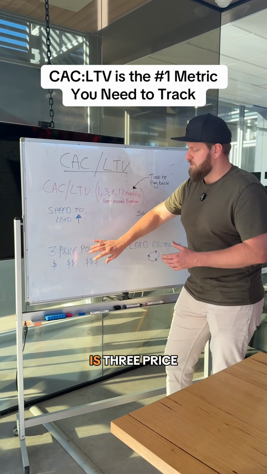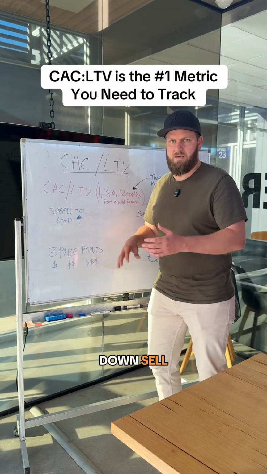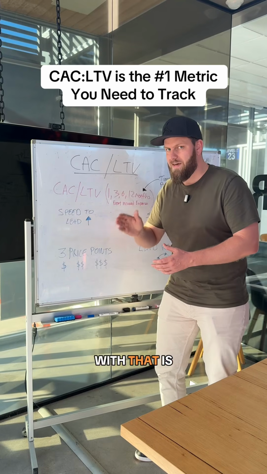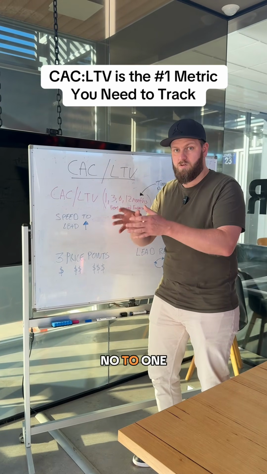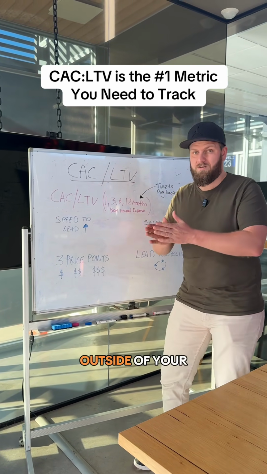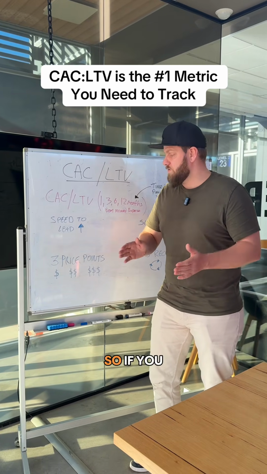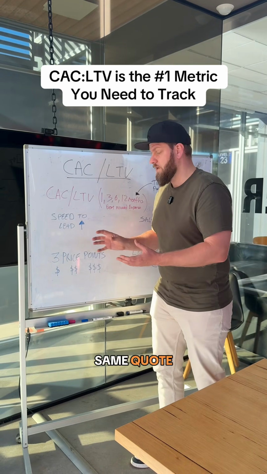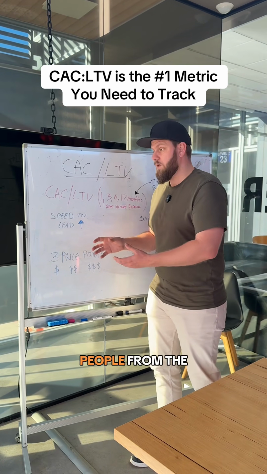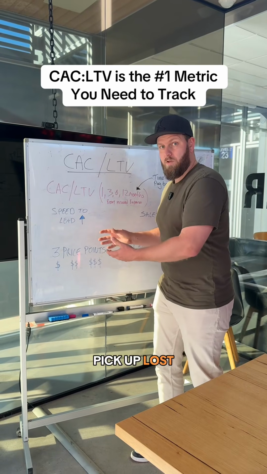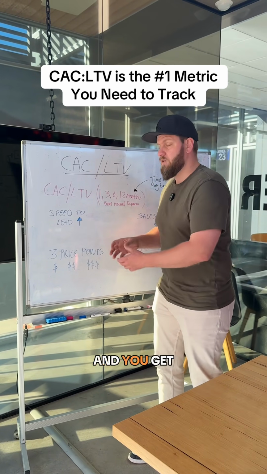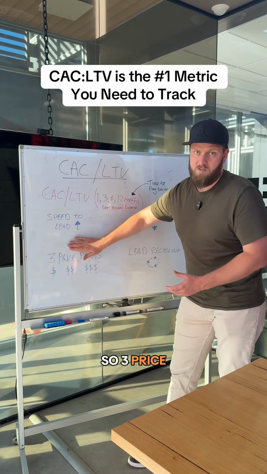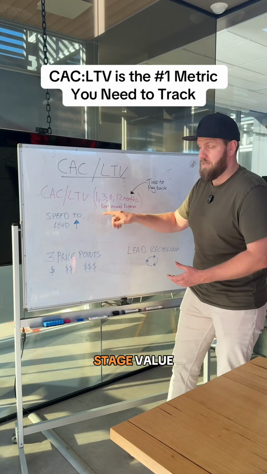So the next one after this is 3 price points. Now everyone's heard of cross-sell, downsell, upsell. A lot of the time, a lot of providers only go in with one singular quote. Now, the problem with that is you're pigeonholing people into saying yes or no to one thing. Now, if they're slightly outside of your budget range, then they're going to say no. So if you can have a downsell option and an upsell option all within the same quote, you increase your likelihood to close people from the same volume of leads. You get to pick up lost opportunities where the budget was not quite right, and you get the opportunity to upsell people where they were willing to invest more for higher value. So 3 price points is a really quick, easy way to increase that early stage value.